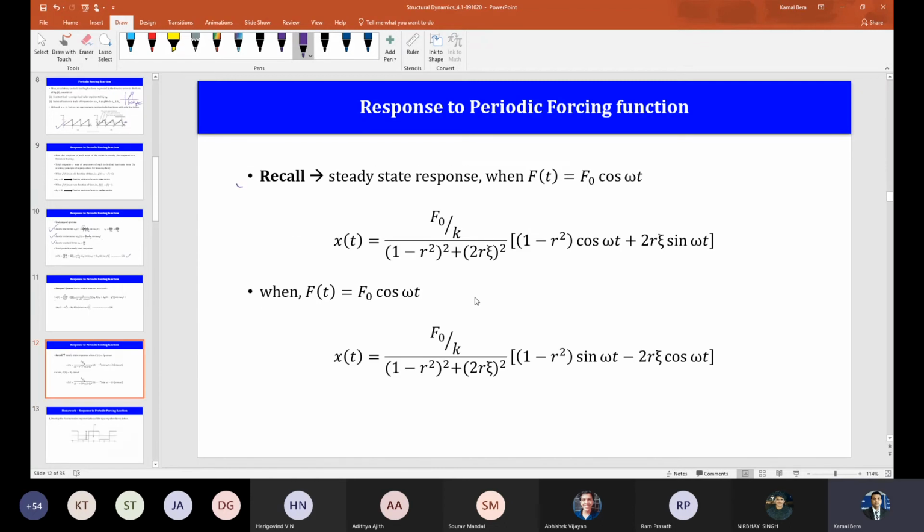We know that, recall that the steady state response for f(t) = f0 cosine omega t is this, and for sine omega t is this. And something is written wrong here. Which one is sine, cos? No, let's check it. This cos is correct. I think this has to be sine, right? I feel so. Check it. Anyway, you know it: what is the steady state response if the load is a cosine term and a sine term, and then you just add them to get the response.